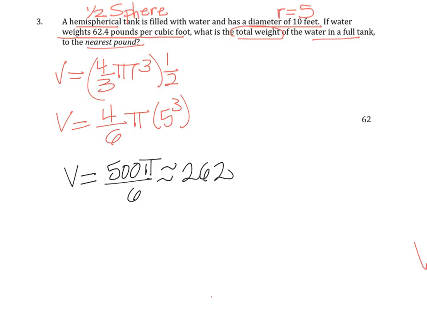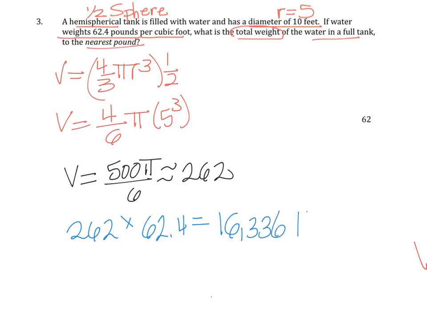We need to take that value, 262, and multiply that by 62.4 pounds per cubic foot, and we get 16,336 pounds. And if you didn't already know, lbs is the abbreviation for pounds.